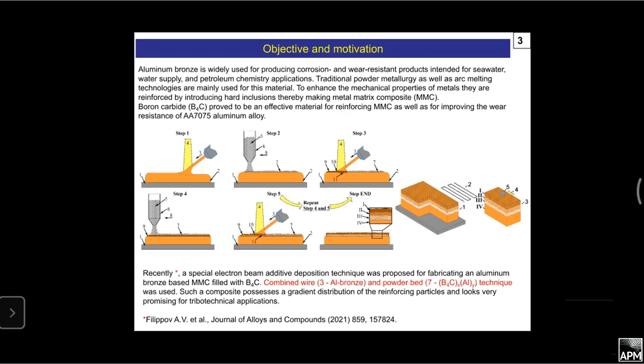Here we can see a schematic illustration of the manufacturing process of this material. This is additive manufacturing using a 3D printer. It is a combined wire and powder bed technique to produce such material. It should be noted that such a technique allows us to produce material with an unusual gradient distribution of reinforcing particles. It looks very promising for tribological applications. More details about the manufacturing process and some experimental data you can find in the reference below.